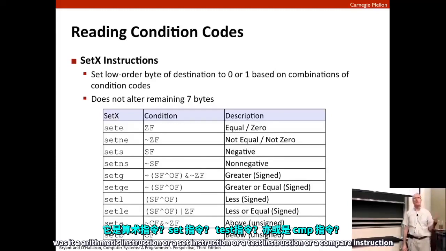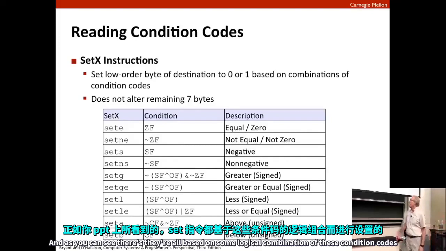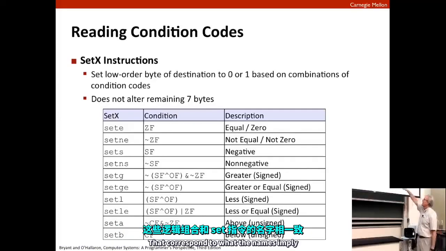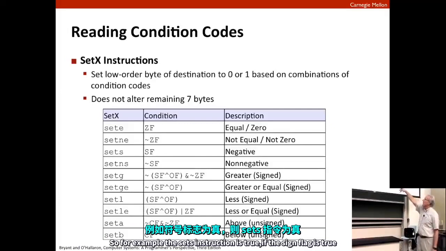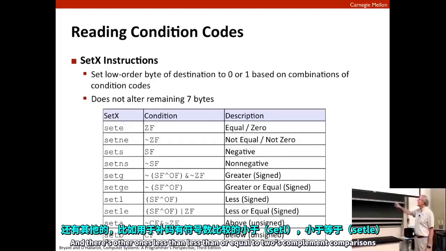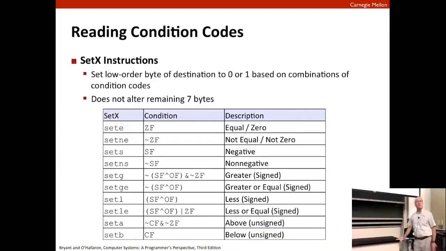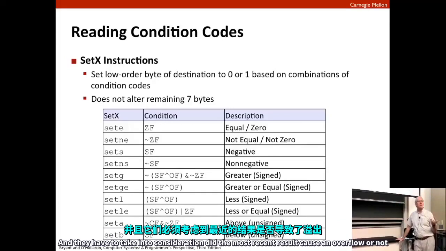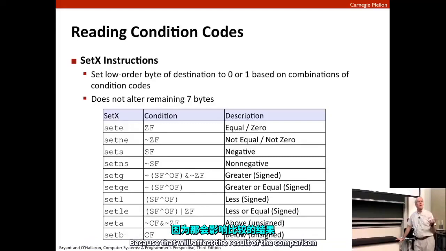Was it an arithmetic instruction, or a set instruction, or a test instruction, or a compare instruction? And as you can see, they're all based on some logical combination of these condition codes that correspond to what the names imply. So for example, the set S instruction is true if the sign flag is true, meaning that the most recent result was negative. And there's other ones, less than, or equal to, are two's complement comparisons, and they have to take into consideration, did the most recent result cause an overflow or not, because that will affect the result of the comparison.